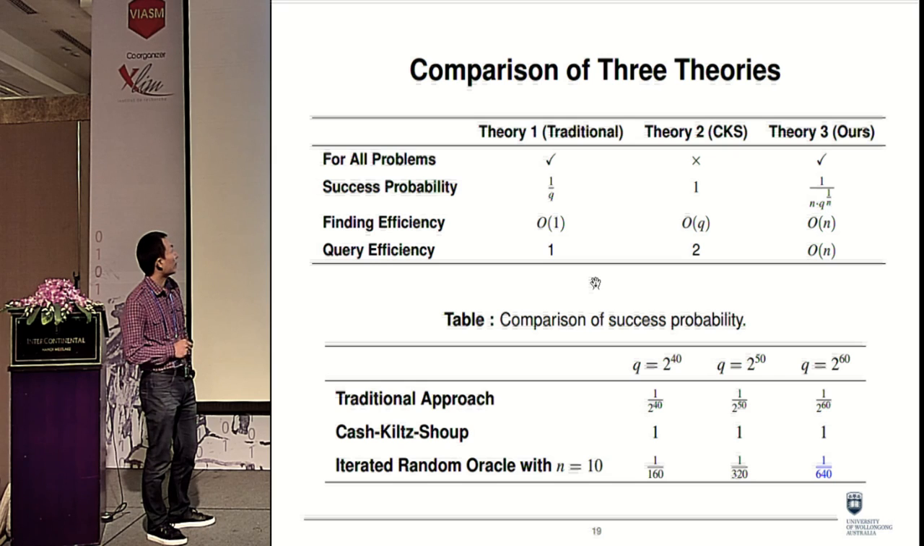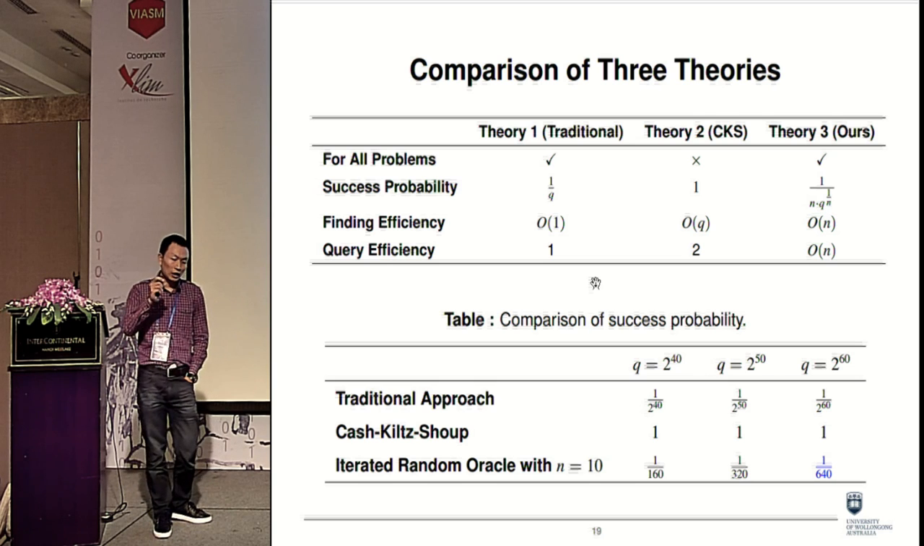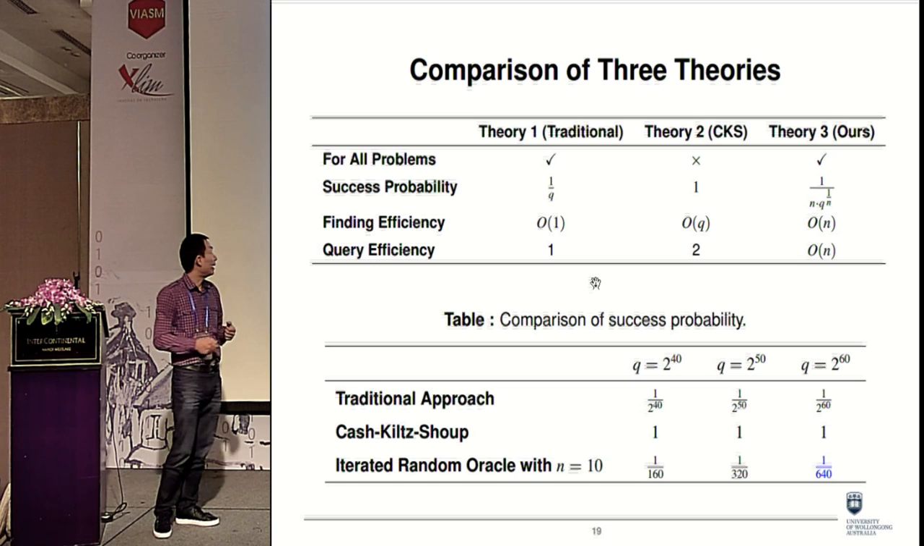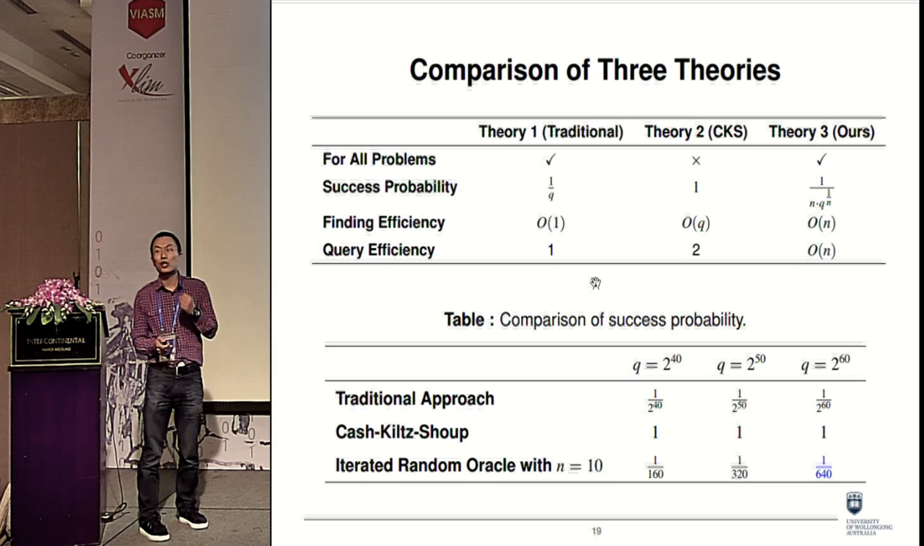And these are the main differences in the three schemes. Ours can be adopted for all hard problems, but it has a small finding loss. Finding efficiency refers to the time cost of picking the query from the query set. And query efficiency refers to the generation of the query, the generation of the challenge query.